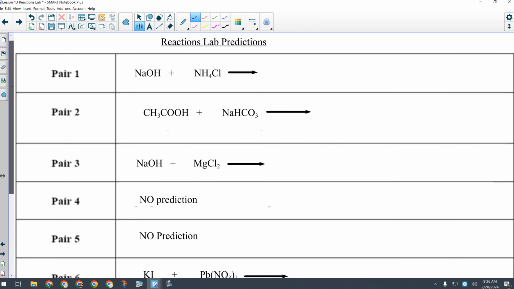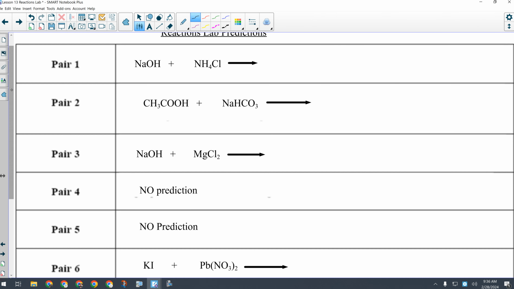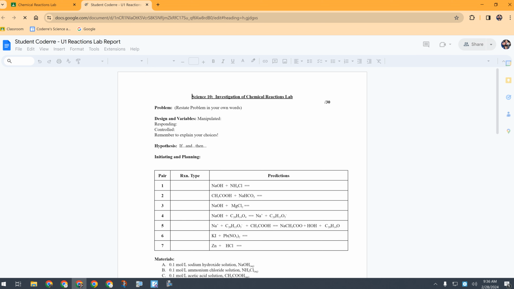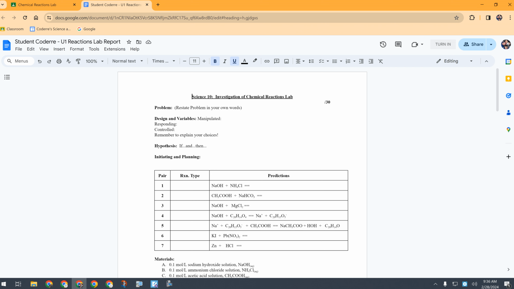So you have in your lab report in the Google Doc a chart that looks something like this. It's the predictions. We want to predict these reactions, so we have some idea what we're going to be looking at tomorrow. Are all of them going to be right? Nope. Some of these are going to be wrong. We're going to follow our predicting rules that I taught you in class.